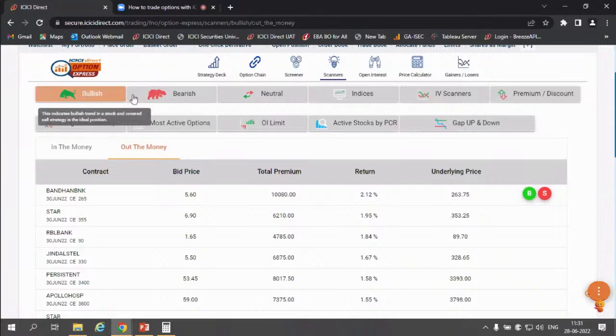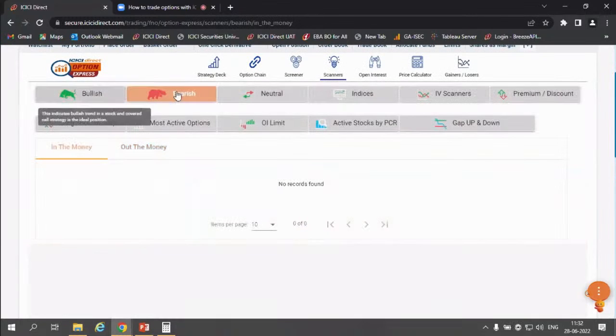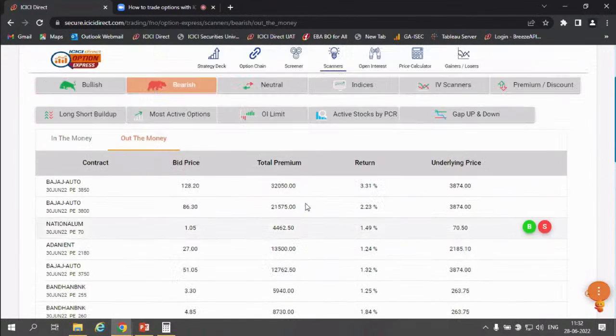Next, similar to bullish, is bearish. So by putting your mouse on the bearish, you can even read this. This indicates bearish trend in the stock, and covered put strategy is the ideal position basically. So all you need to do is basically take some stocks of the Bandhan Bank and then sell it basically to design your own strategy basically. So yeah, sorry, I have actually clicked on the bullish and out of the money. There you go. So it says that.